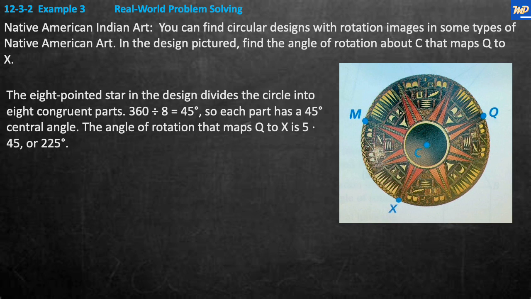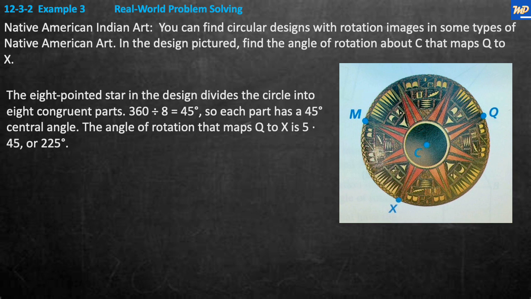So it says the 8-pointed star in this design divides a circle into 8 congruent parts. 360 divided by 8 is 45. So each part has a 45-degree central angle. The angle of rotation that maps Q to X is 5 times 45, or 225 degrees.